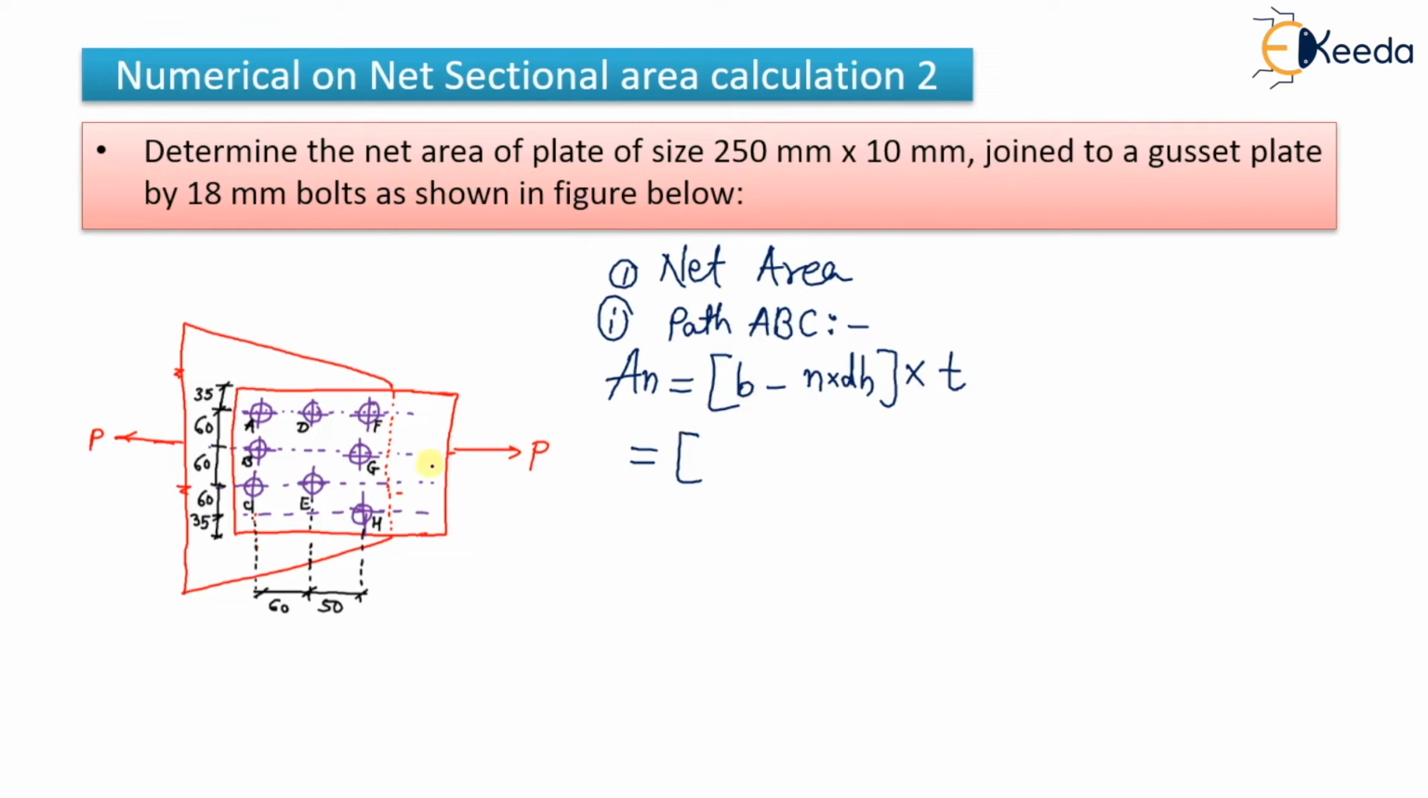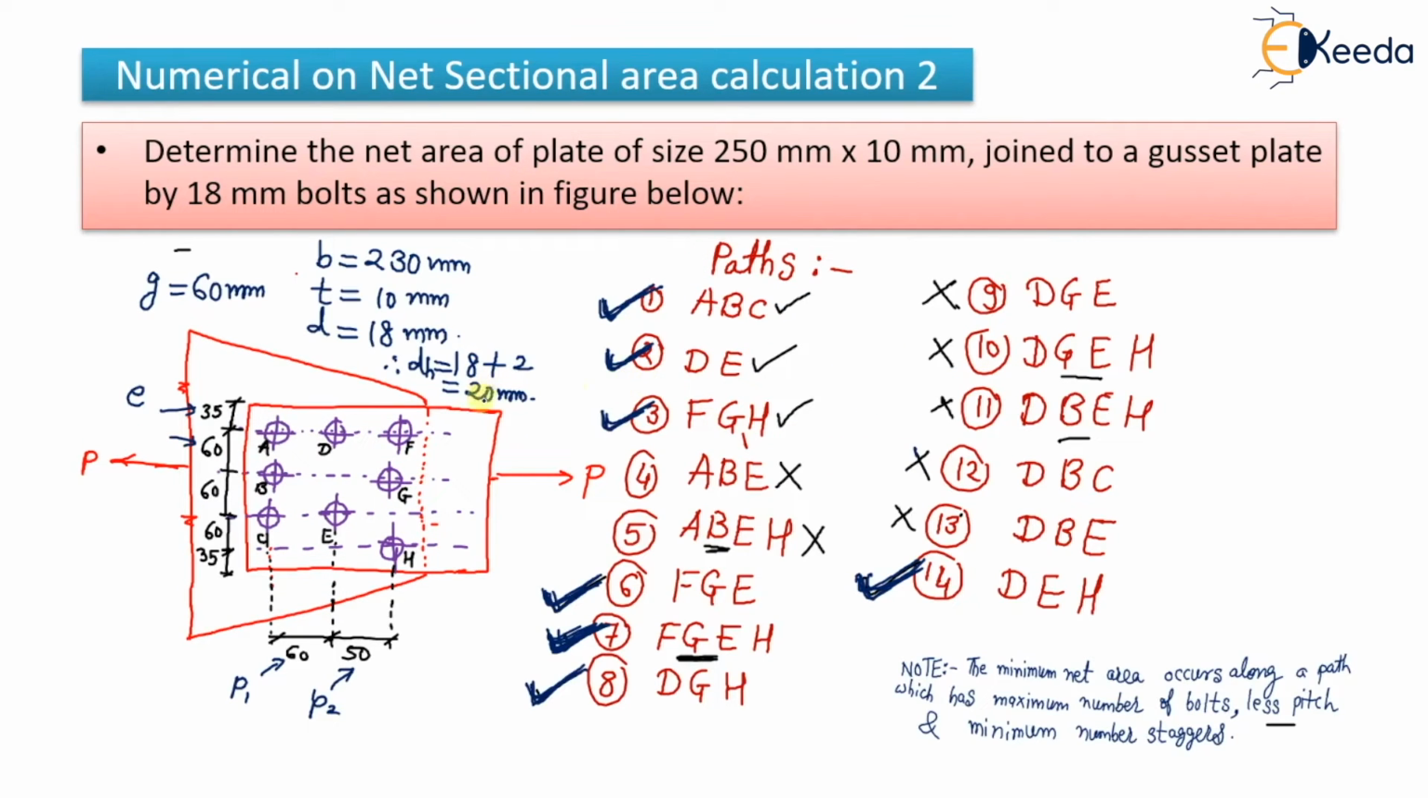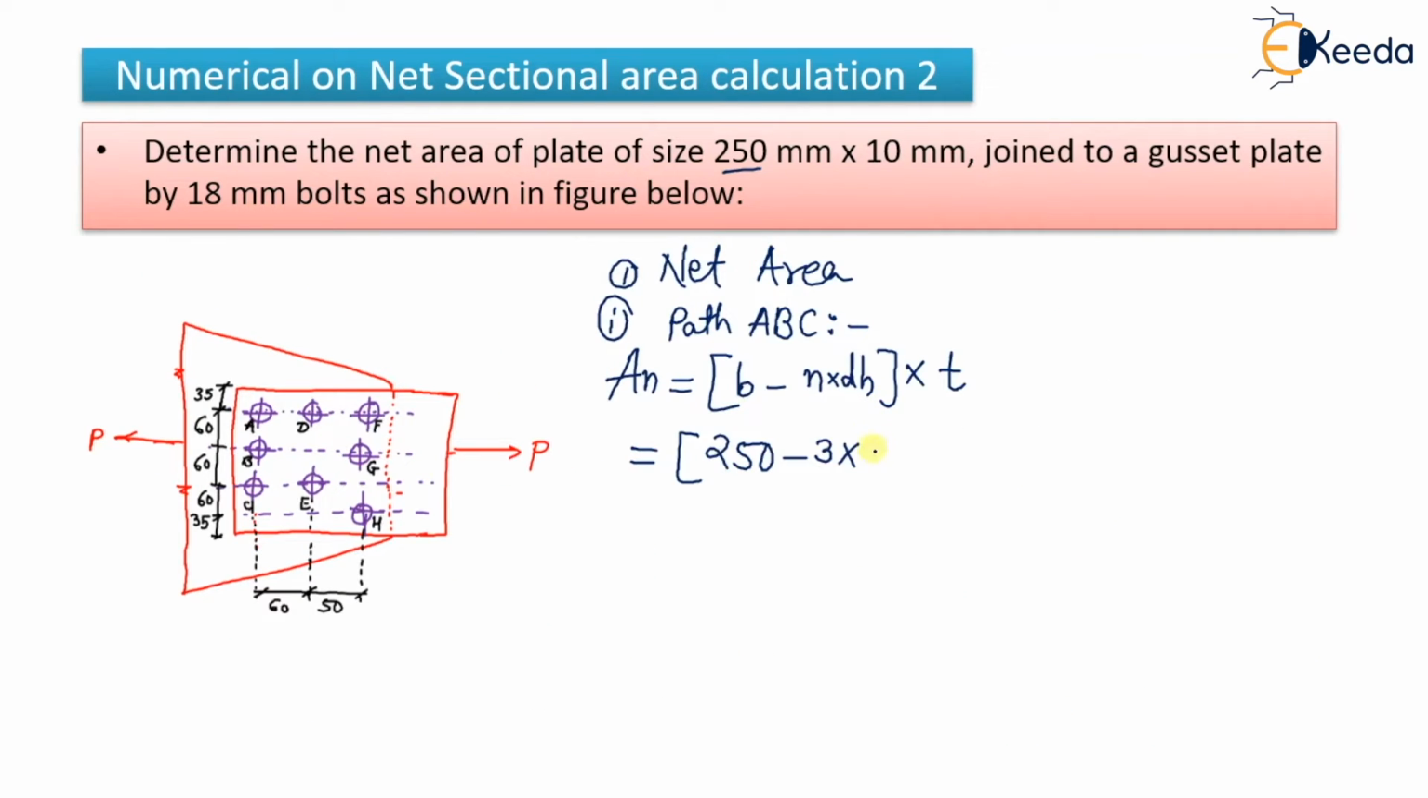B is how much? It was 250 mm. So 250 mm minus the number of bolts in path ABC. A, B, C, how many bolts are there? 3 bolts are there. Then dh, which we have calculated in the previous PPT, so it is 20 mm. Here it is, so we will put it as 20 mm. Bracket close, into thickness. How much is it? It will be 10 mm, given here. So if you calculate it, it should come around 1900 mm square, which we have calculated first.